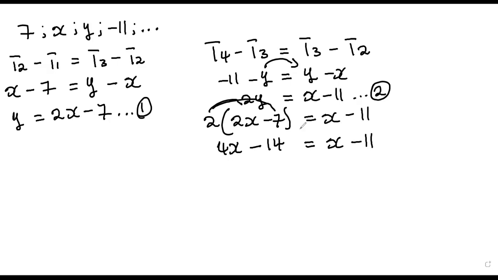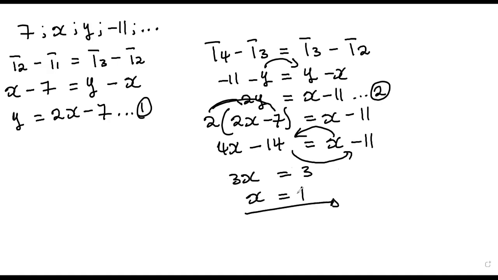Then from here, I take this x to the left and negative 14 to the right. So x becomes negative. 4x minus x is 3x. Now this negative 14 becomes positive when it gets to the right. So negative 11 plus 14 is a positive 3. Then from this point, you'll just tell them, this means the value of x is positive 1. Of course, after dividing both sides by 3.